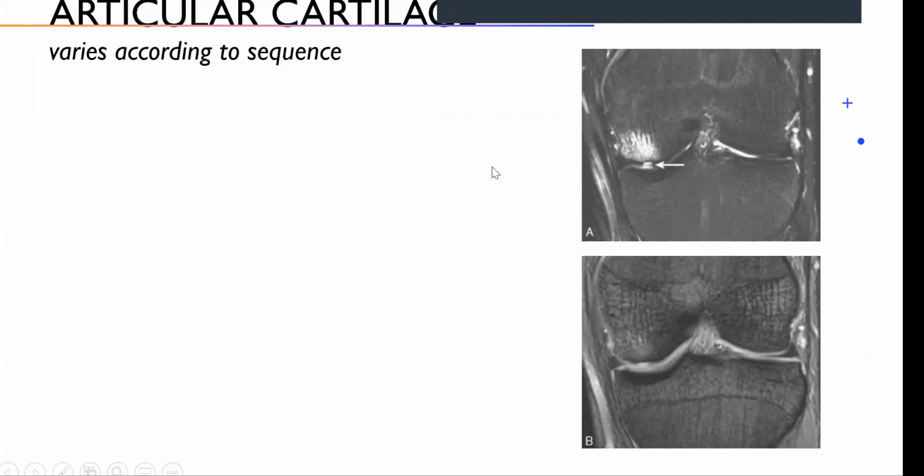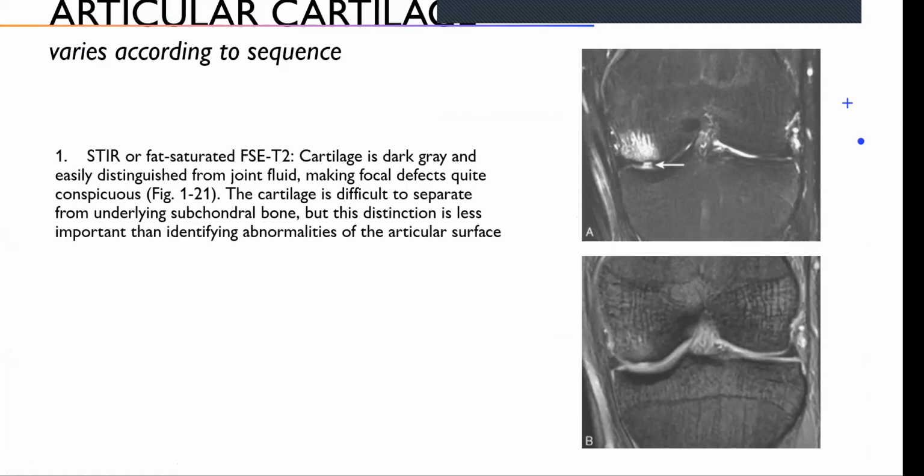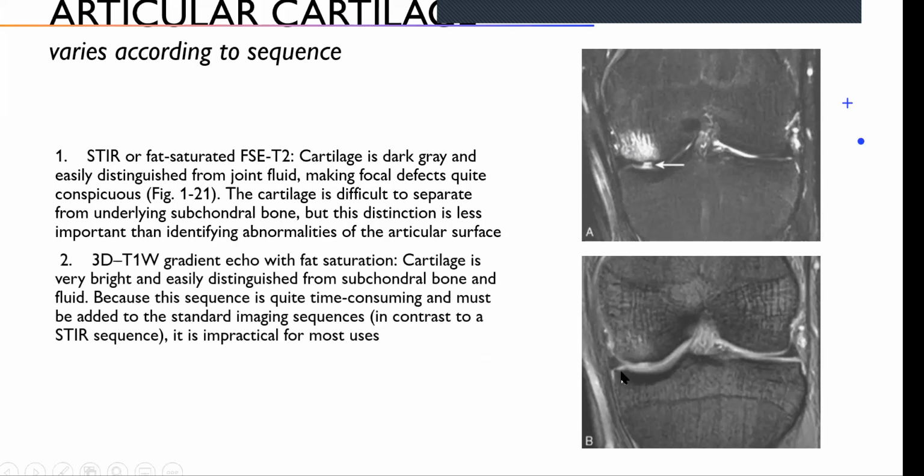All right, so articular cartilage varies according to each sequence. You will see the difference between these two images. First of all, you can see that on a STIR or fat saturation in T2, the cartilage is dark gray, the cartilage of the bone here, dark or gray or black, and easily distinguishable from joint fluid, making focal defects quite conspicuous. Sorry, this word is very difficult. And the cartilage is difficult to separate from the underlying chondral injury or chondral bone. But this distinction is less important than identifying abnormalities of the articular surface. And you can see here the articular surface defect with bone marrow edema can be seen on a STIR, while in T1 only, there will be no pathology.